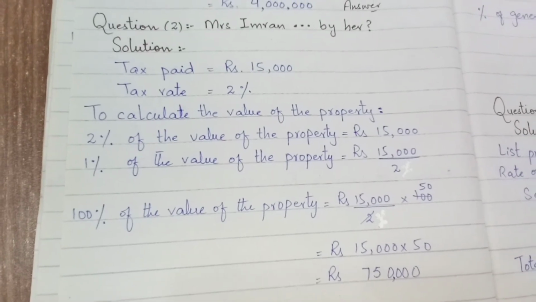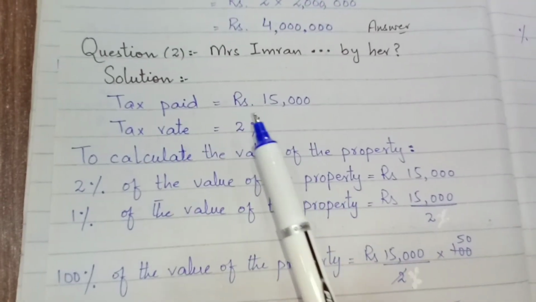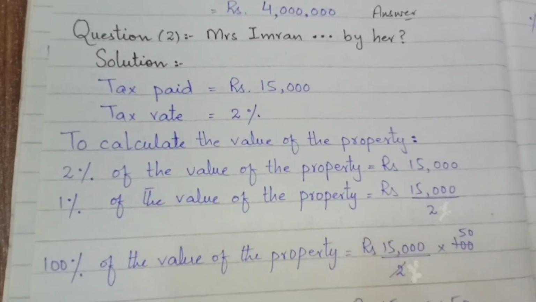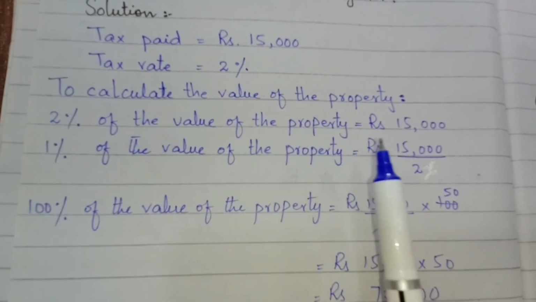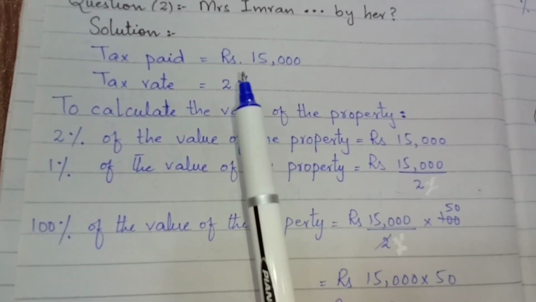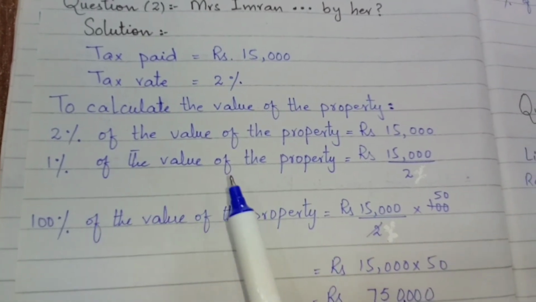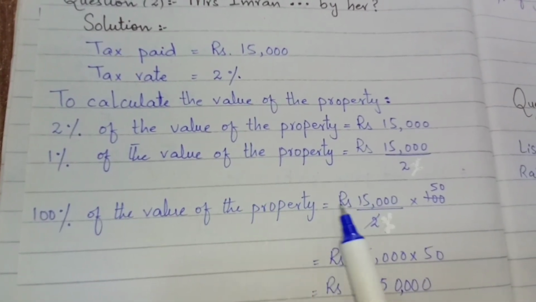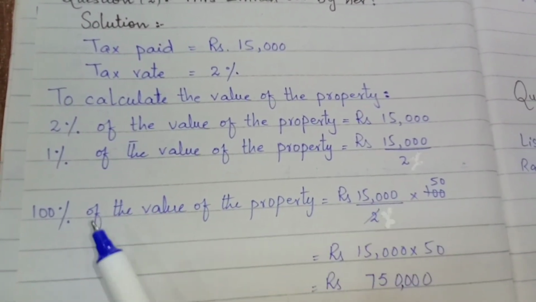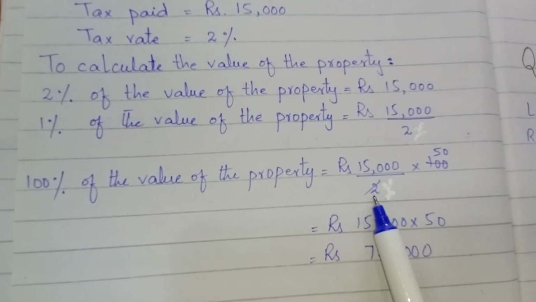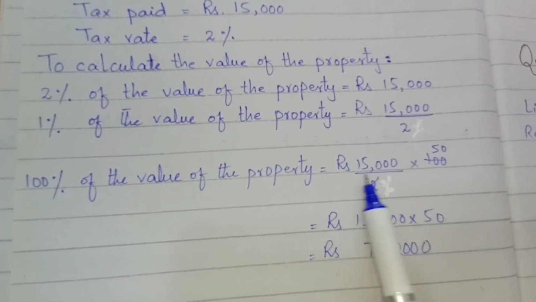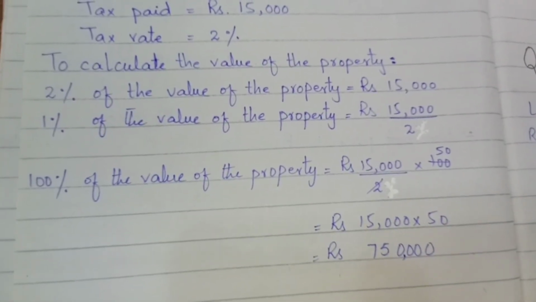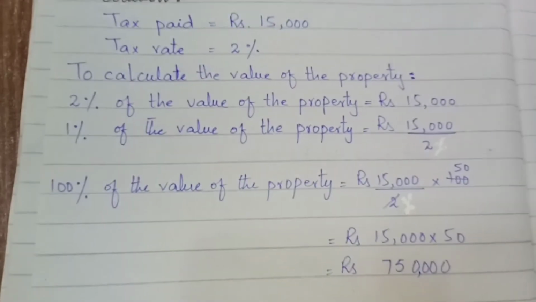So students, first of all we have to write the given values. Tax paid is rupees 15,000. Tax rate is equal to 2%. Now we have to find the value of the property. 1% of the value of the property is rupees 15,000 divided by 2. 100% of the value of the property is rupees 15,000 divided by 2 multiplied by 100. So 2 ones are 2 and 2 fives are 10, and after the multiplication we get rupees 7,50,000.